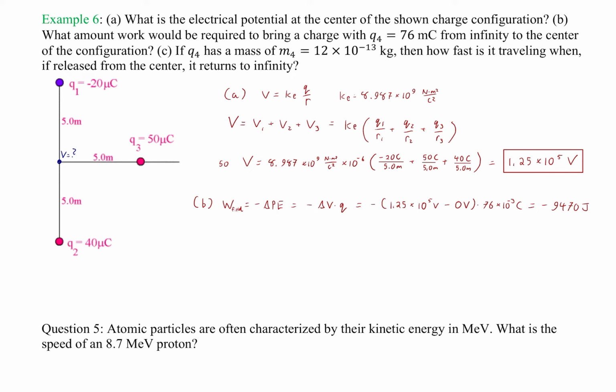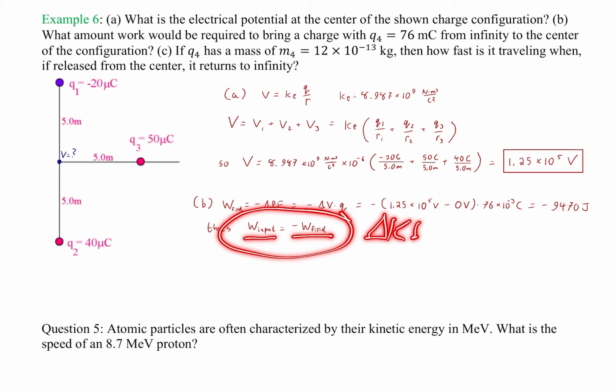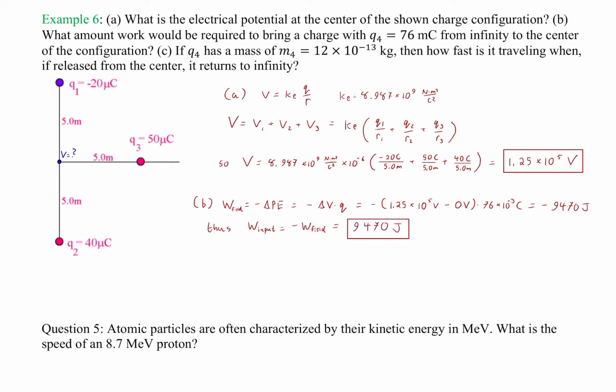All right? So, but then the work required, the work of input, is always equal to the negative of the work done by the field. Now, again, that's only true if the change in kinetic energy is zero, okay? But we definitely can assume it's zero because we're bringing something in and placing it. There's no mention of letting it fall. There's no mention of changing its velocity. So this problem very much implies constant velocity, okay? So that means that the work to bring that charge in from infinity is 9,470 joules.